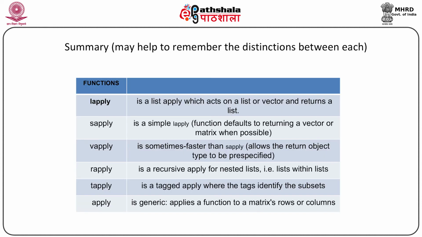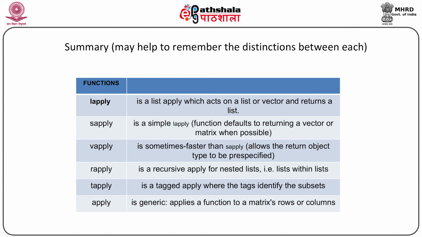Now here is a table that sums up the ideas that we have learned in the last 2 modules. Firstly, lapply is a list apply which acts on a list or vector and returns a list. Then sapply is a simple lapply function, and the function defaults to returning a vector or matrix when possible. Now it's the turn for the vapply function. It is sometimes faster than sapply, as it allows the return object type to be pre-specified.